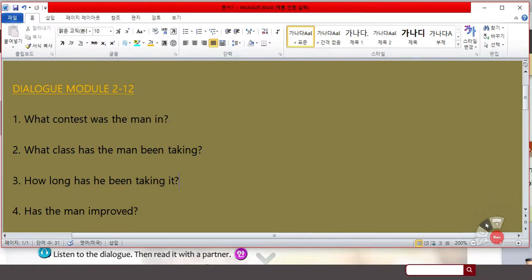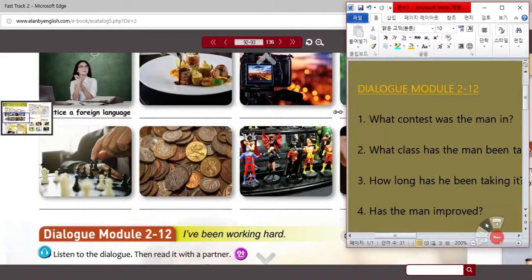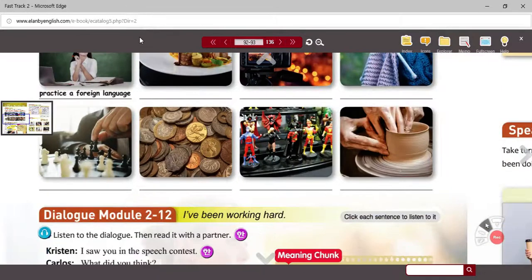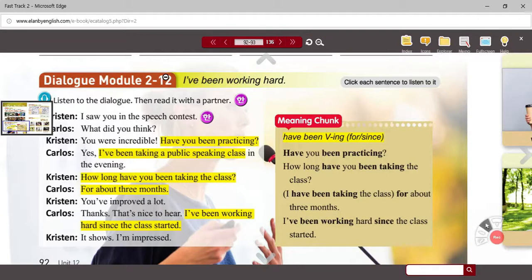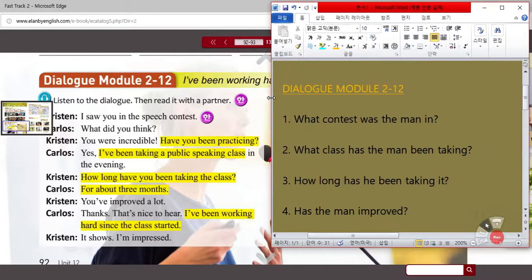Good. All right, let's go over some of these and see how we did. If you have a textbook, you can open it to page 92, and we can look at the dialogue here. Now, question number 1: What contest was the man in? That information was given on the first line. We know that it was a speech contest.